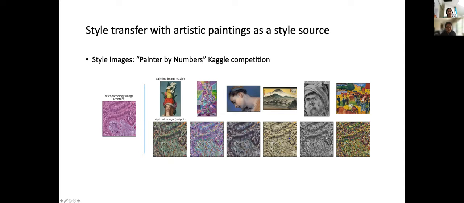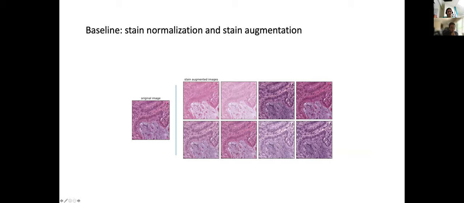We used the artistic paintings from the Kaggle competition called Painter by Numbers, and we generated these stylized images. As a baseline, we compared STRAP against the stain normalization and stain augmentation. These are the sample images obtained by the stain augmentation.